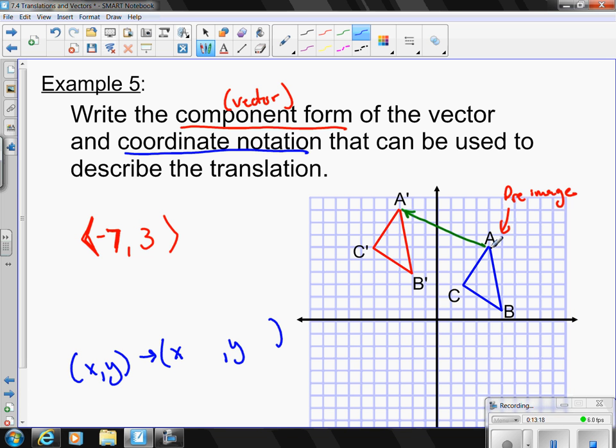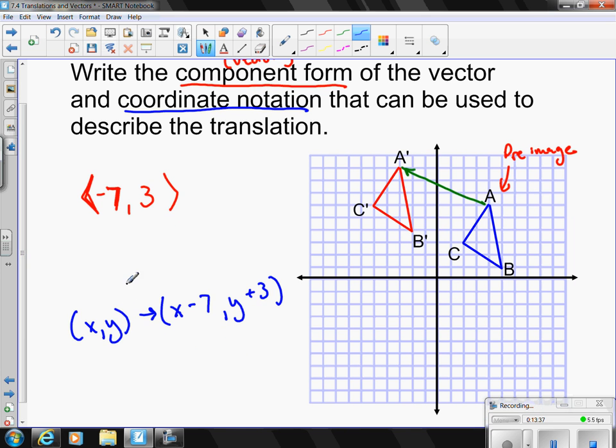And that means, what am I doing to my coordinates? Well, I had to subtract 7 from my x coordinates and add 3 to my y coordinate to move it up. So, component form, coordinate notation. Two different ways to describe the same translation.